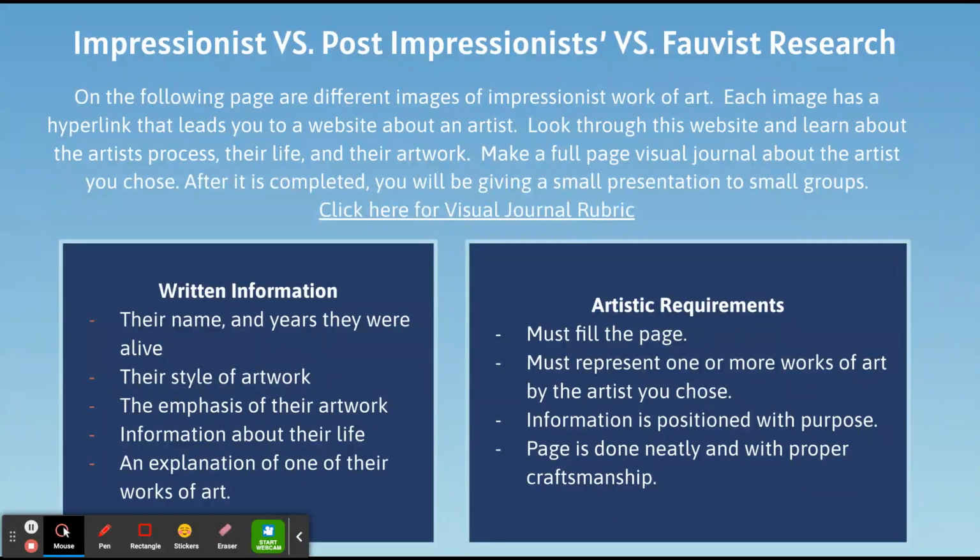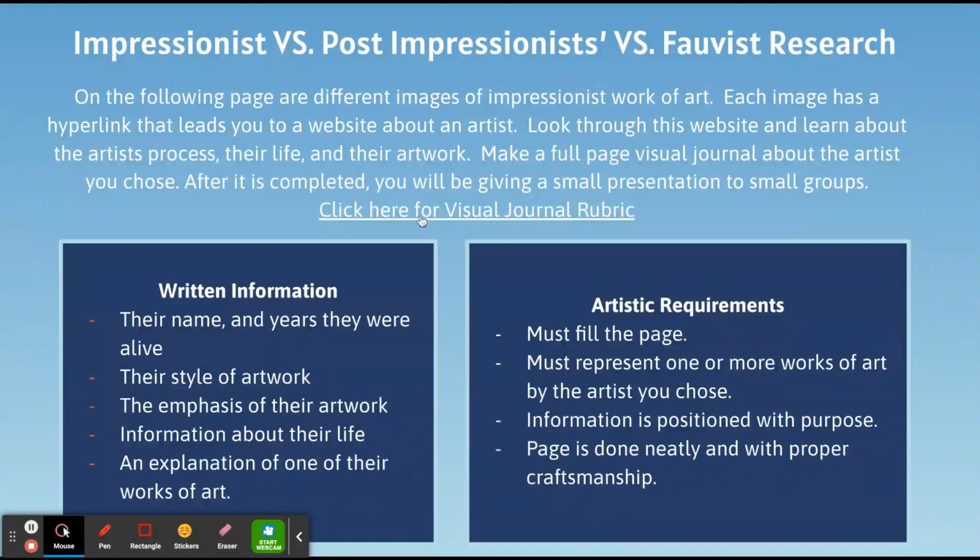Each image has a hyperlink which leads you to a website about an artist, and I'll show that to you. Look through each website and learn about the artist's process, their life, and their artwork. You're going to be making a full-page visual journal about the artist that you choose, and after it's done, you're going to be giving a small presentation to small groups. You're going to be presenting it to your table groups or to a group of your classmates.